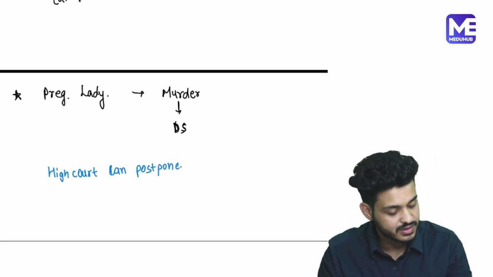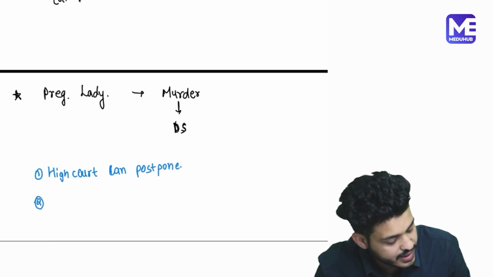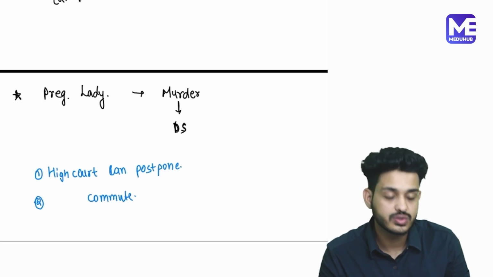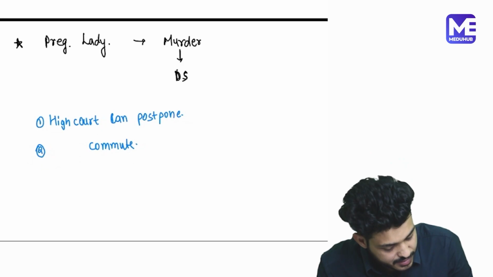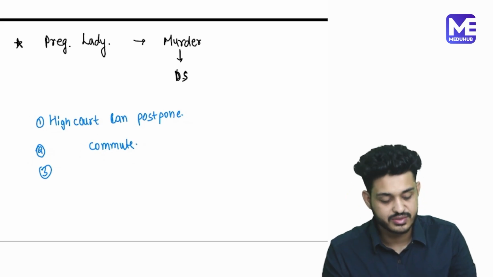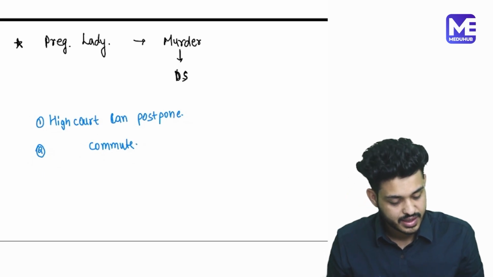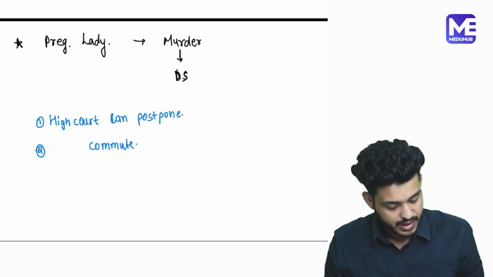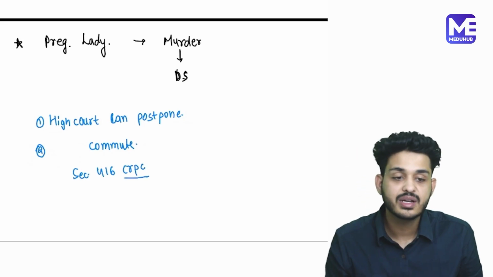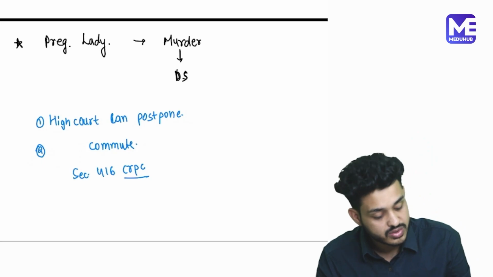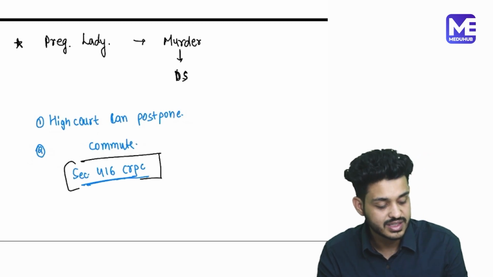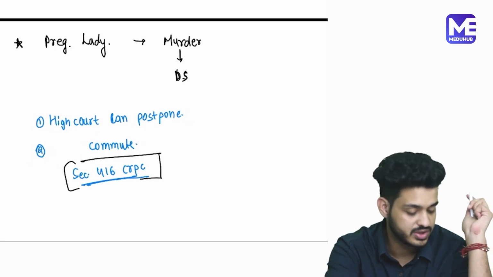Now the High Court can postpone the death sentence. Firstly, it can postpone it, and secondly, it can commute the death sentence. So these are the two things they can do. And this will come under section 416 CrPC, the Criminal Procedure Code. That was the question: which section will it come under? It will come under section 416 CrPC.